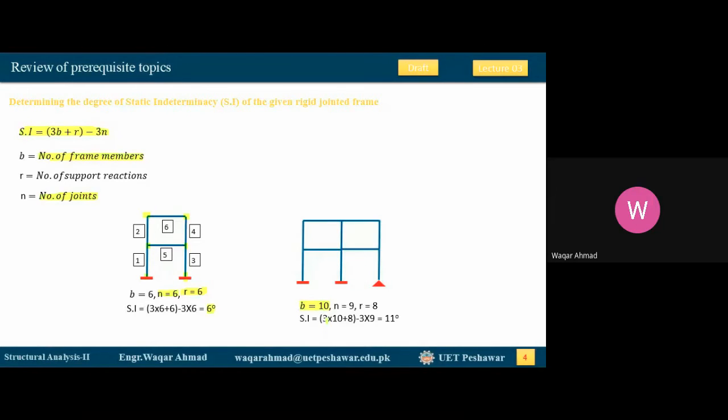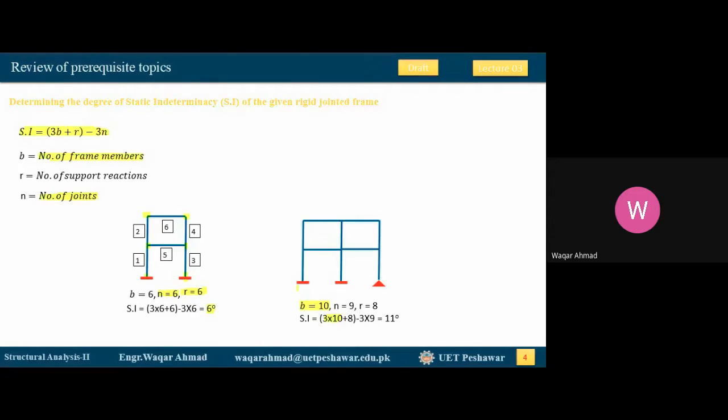Per member we have 3 unknowns. That's why we multiply each member by 3 in the case of 2D frames. So this is 3 times 10, which is 30. And then we add R, which is the total number of support reactions.